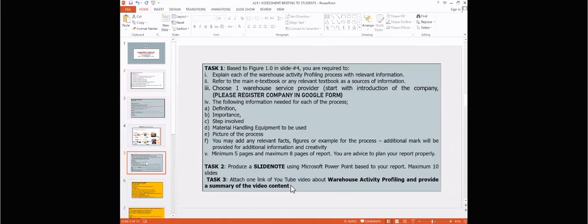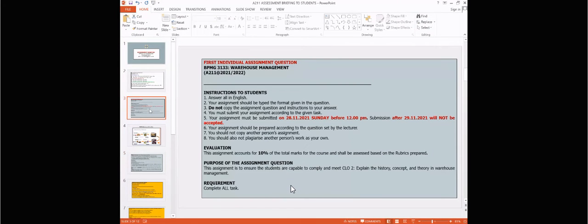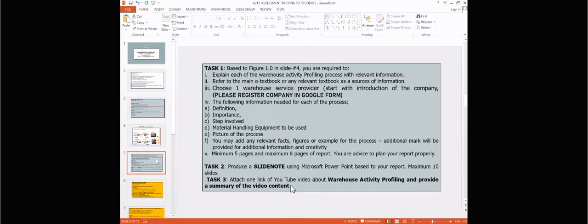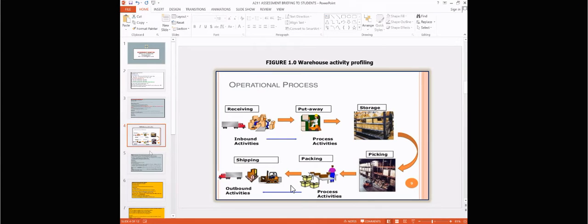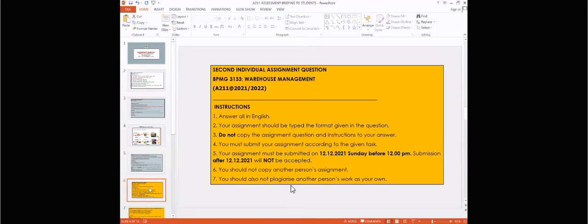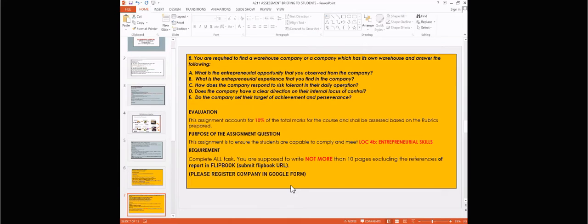elaborate more, is it? If you look thoroughly at the questions that I provided to you, task number one for the individual, you have to explain on this warehouse activity profiling. And then on the second individual assignment, you should explain all the issues on the entrepreneurial opportunity.